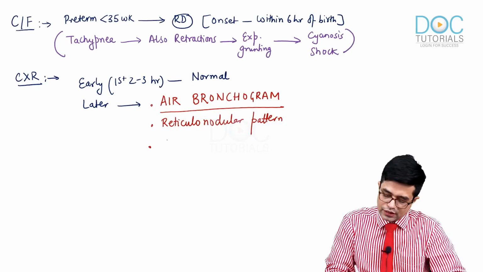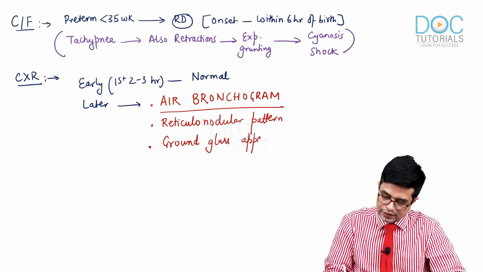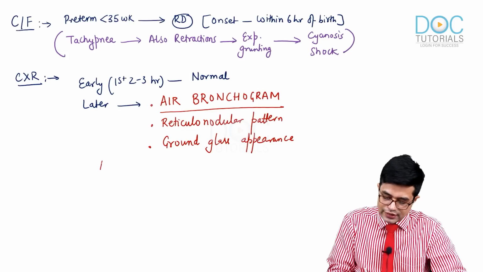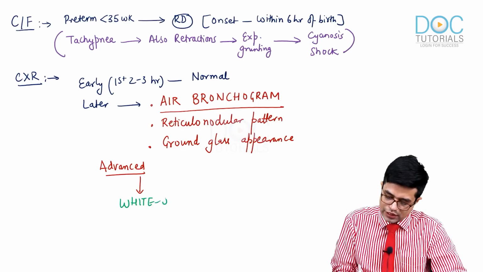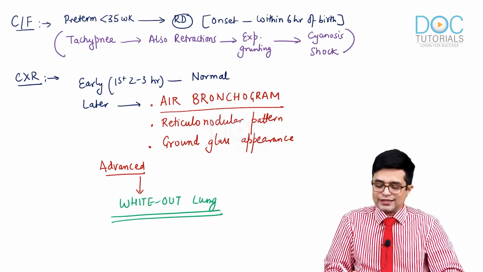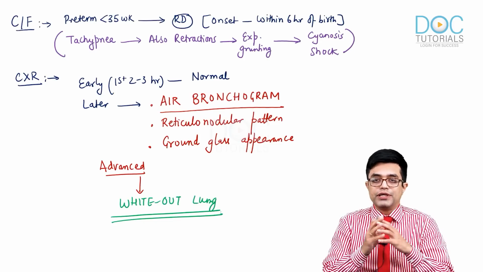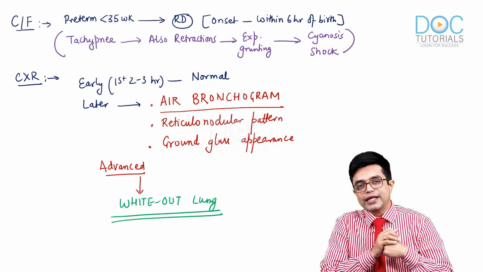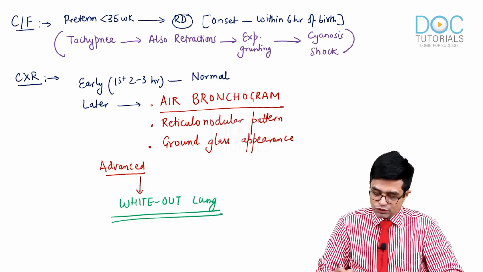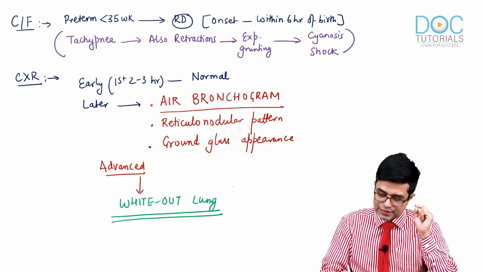Some children develop a ground glass appearance. And finally, in advanced cases, the chest X-ray will show a dangerous sign called white out lung. White out lung is a poor prognostic sign. Most alveoli have collapsed and the bilateral lung shadows appear totally white. That is white out lung. So these are the chest X-ray findings. You may get visuals on the chest X-rays. So there are two visuals that are important for your exam. One is air bronchogram sign and second is white out lung.